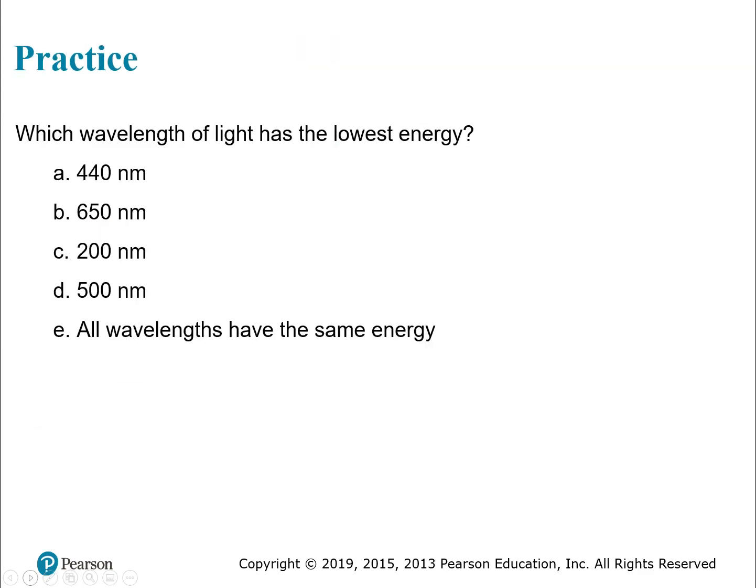So let's do a quick practice. Which wavelength of light has the lowest energy? A, B, C, or D, or E? They're all the same.